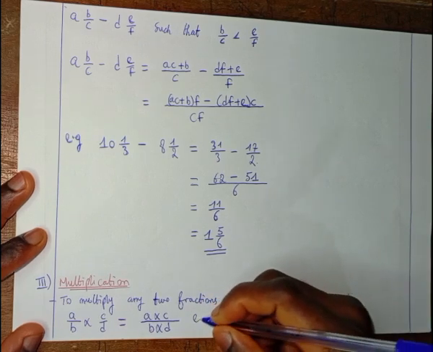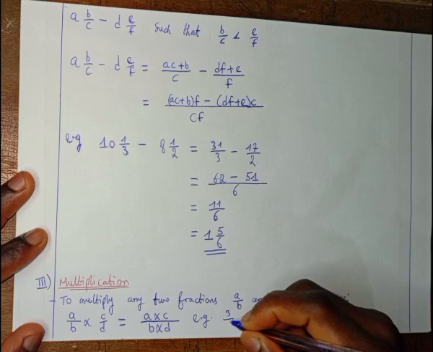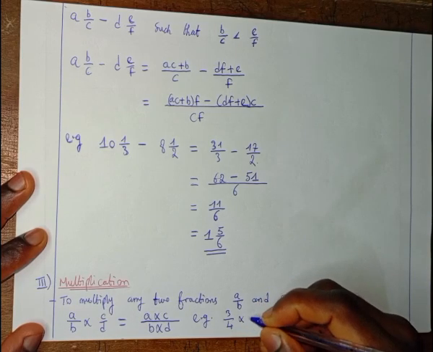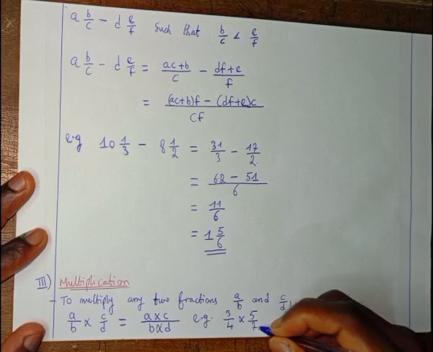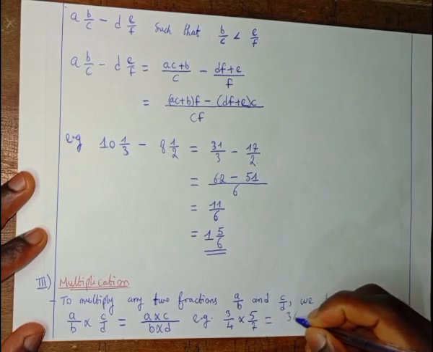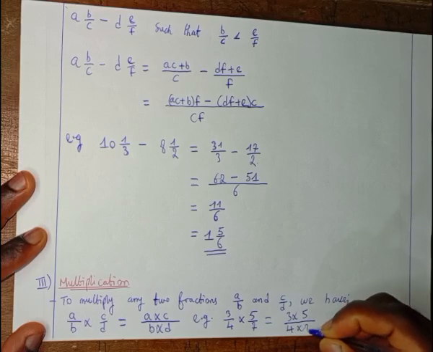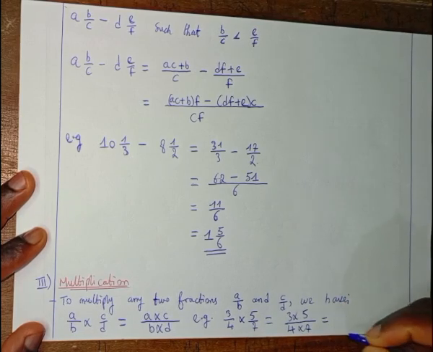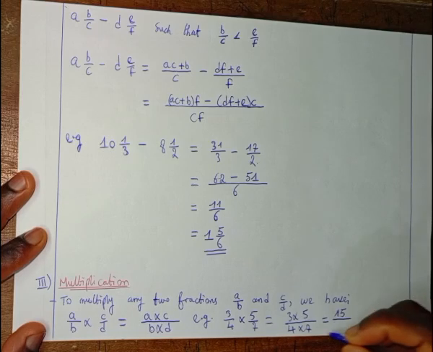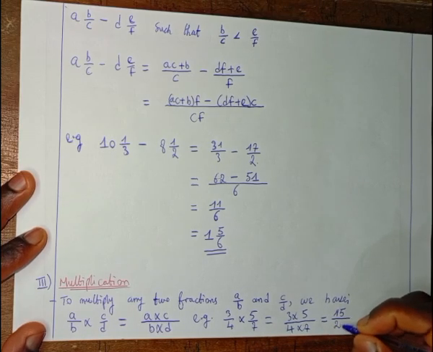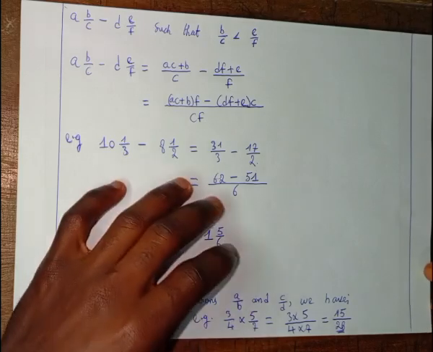Let's take an example, e.g. if you have to multiply 3 over 4 by 5 all over 7, this will give us 3 times 5 all over 4 times 7, which is simply equal to 3 times 5 gives us 15, all over 4 times 7 gives us 28. So our answer will simply be 15 on 28.